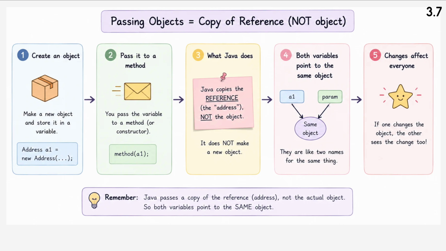Over here is a bit of theory. So when I'm making an object, if I make A1, and then pass it to a method, that's just making a copy of the reference. If I give it to a method, what Java does is it copies the reference, the address, not the object. It does not make a completely new object. It just has another version of this reference. So A1 and the new A1 are the same thing. So if one changes, the others change too. This is just theory, not too hard.